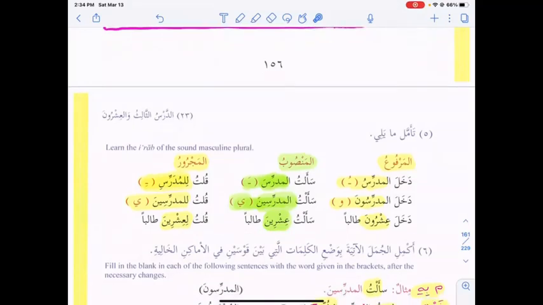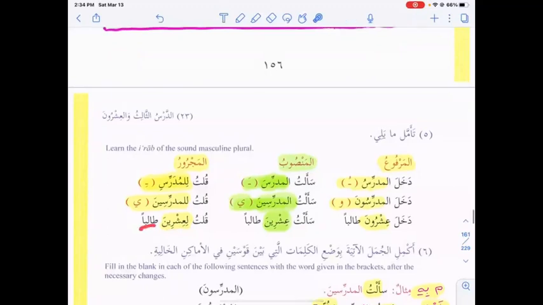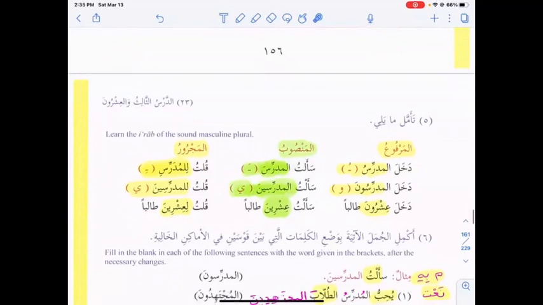Majrur. Qultu lil mudarrisi. I said to the teacher. Qultu lil mudarrisina. See, here is a kasra. Majrur bil kasra. Majrur bil ya. Qultu lil mudarrisina. Majrur bil ya li'annahu jama mudhakkar salim. Qultu li ishrina taliban. I said to the 20 students. Again, li ishrina. Majrur bil ya. This is your tamiz, because it is jama mudhakkar salim.